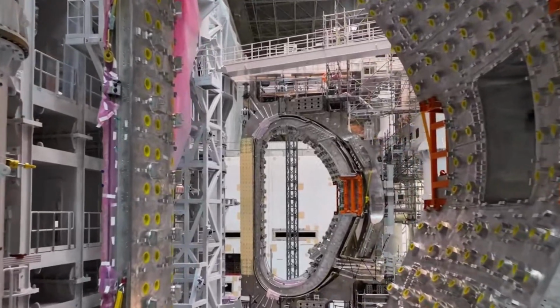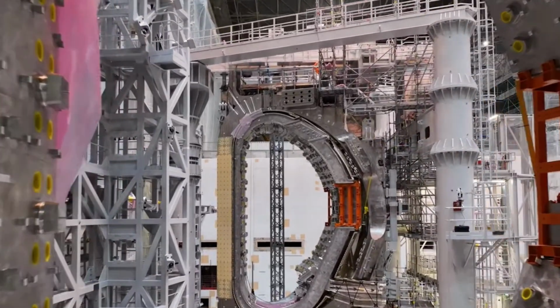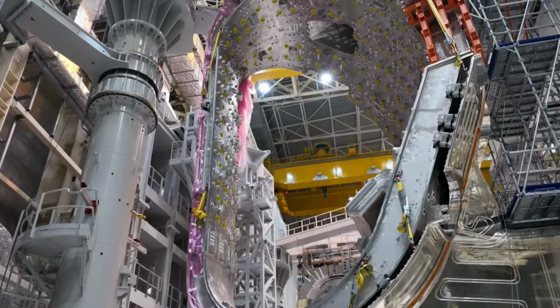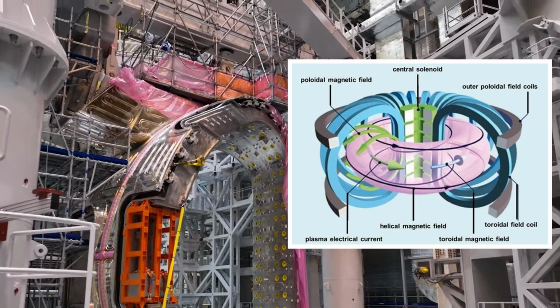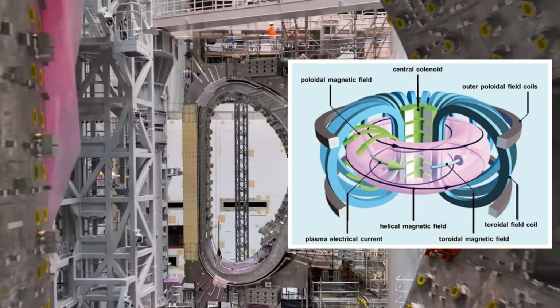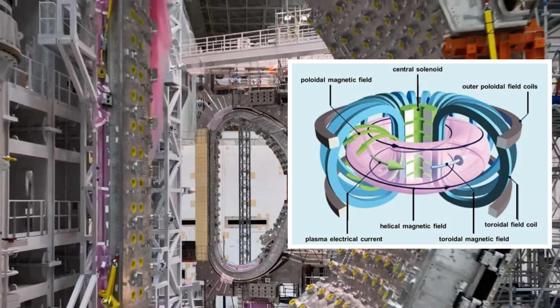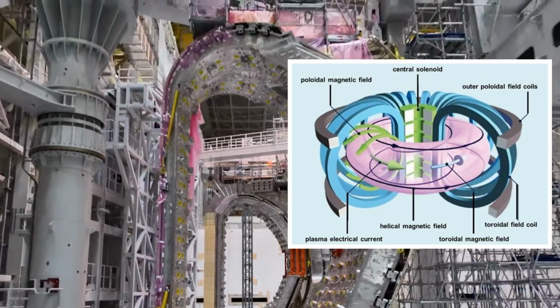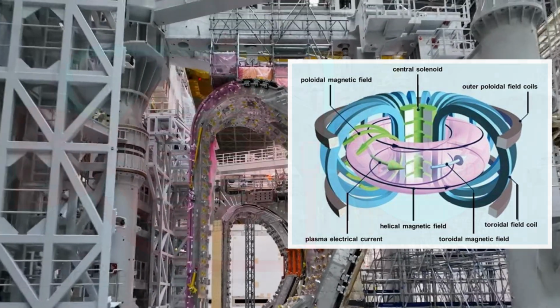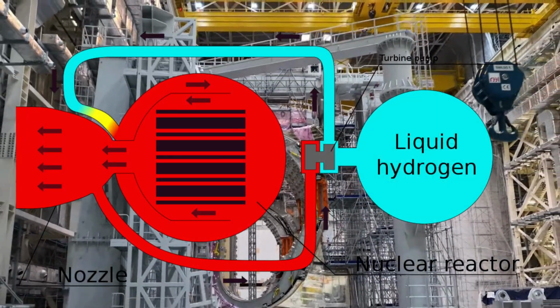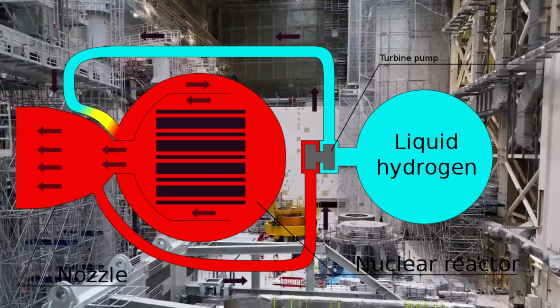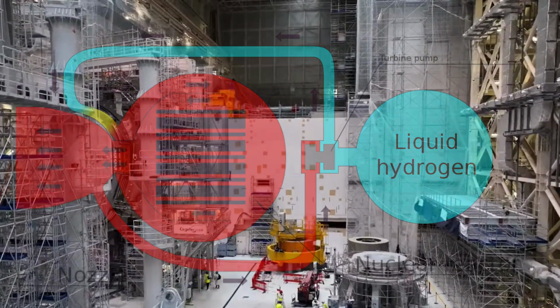There are several different designs for fusion reactors, but one promising concept is the tokamak. A tokamak is a donut-shaped chamber with powerful magnets on the inside. These magnets are used to confine the plasma in the center of the chamber and prevent it from touching the walls. Once the plasma is contained, we can use it to heat a gas, such as hydrogen, which will then expand and escape through a nozzle. This creates thrust, propelling the spacecraft forward.